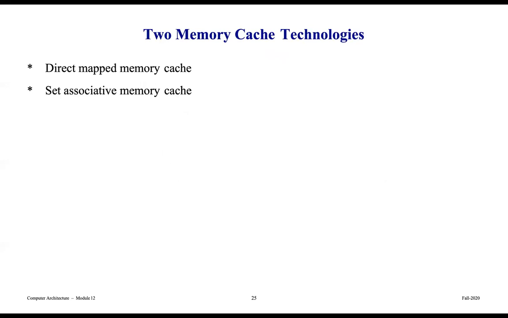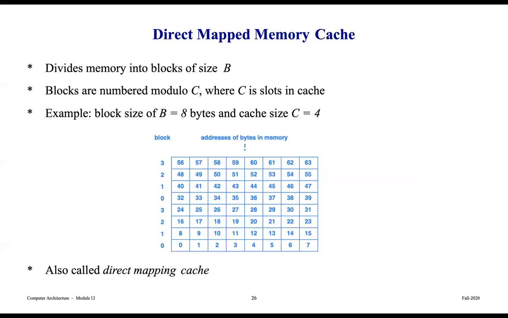There are two memory cache technologies. One is a direct mapped memory cache, and the other is a set associative memory cache. We'll just take a little time to talk about these two techniques, but just remember this tends to be more of a survey, so just take this in and follow along.